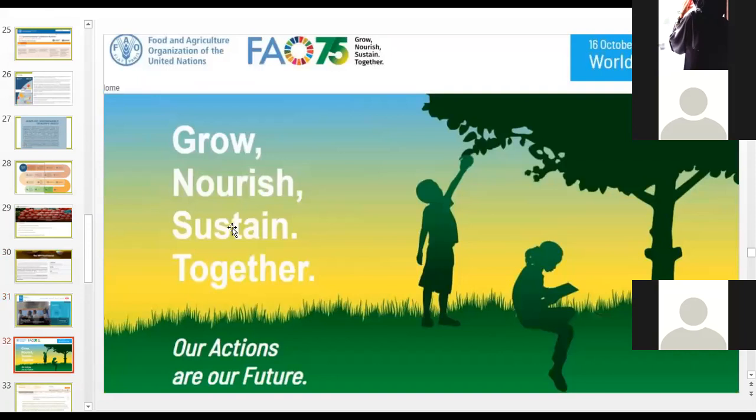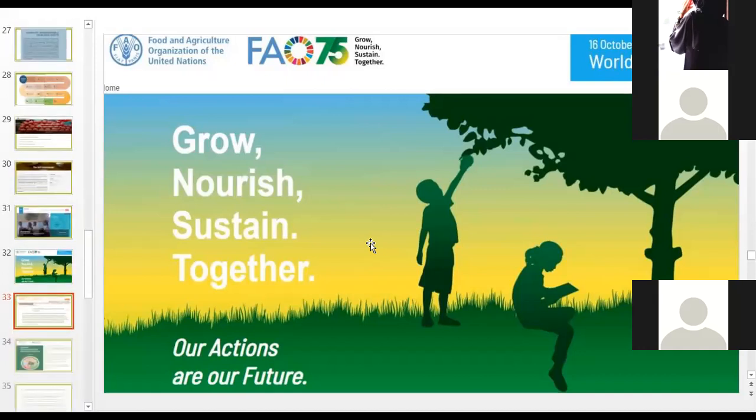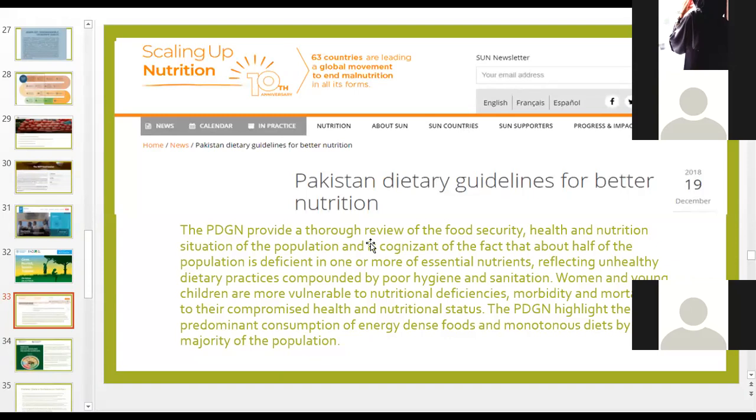Now, World Food Day in 2020 was on 16th October. And this October, we are also going to have World Food Day of 2021. In 2020, the theme of World Food Day was to grow, nourish, and sustain together. Our actions are our future. Now, in Pakistan, there are dietary guidelines for better nutrition. The Pakistan dietary guidelines for better nutrition have reviewed the food security, health and nutrition situation of the population.